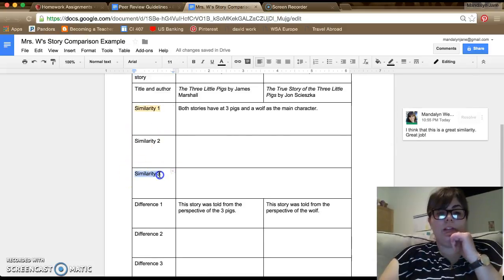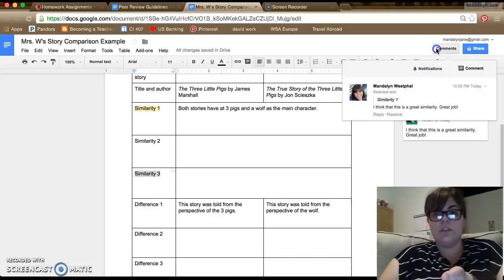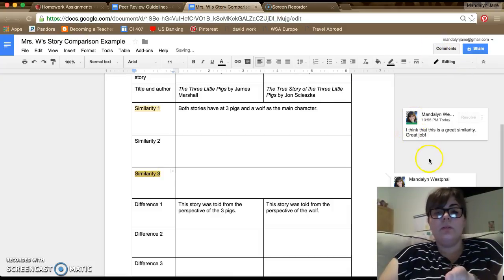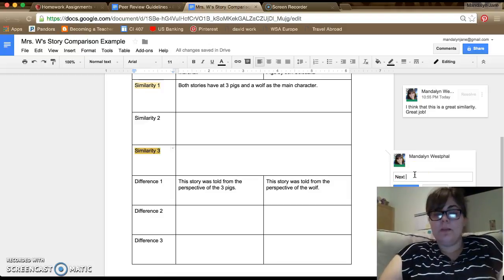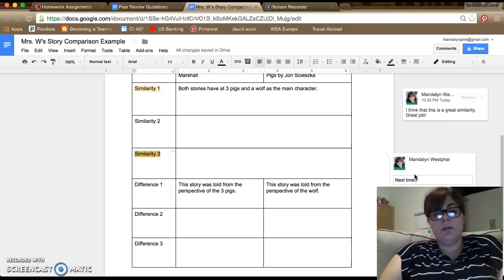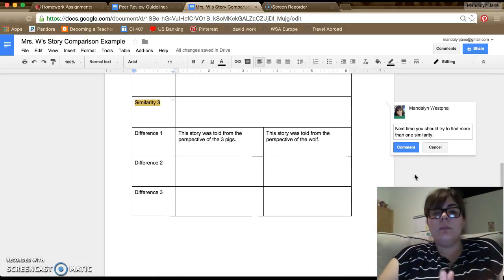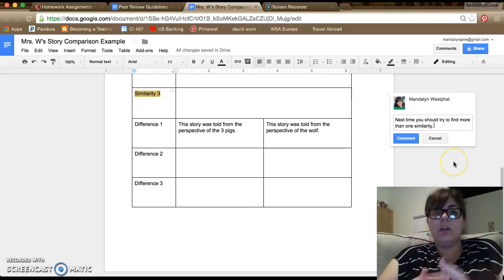So obviously, if I were a student and I didn't finish my work, as a group member, you would want to say, next time you should try to find more than one similarity. So you just want to give them good feedback, and you want to encourage them and tell them that they're doing a good job, but be positive when you give them feedback.